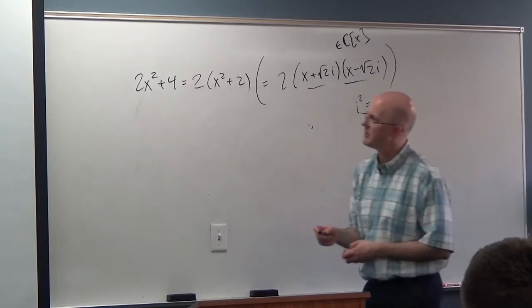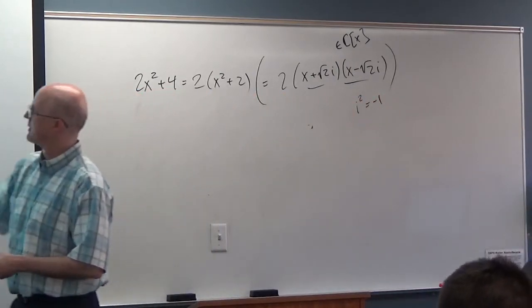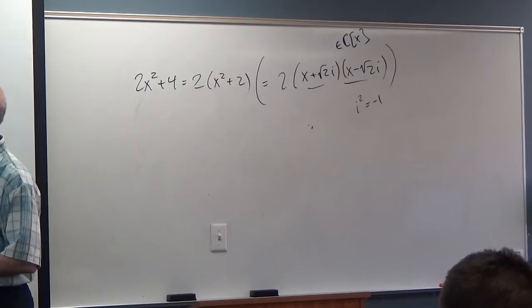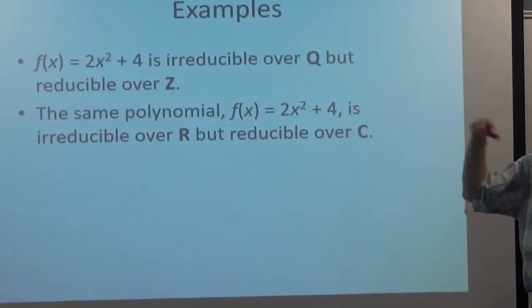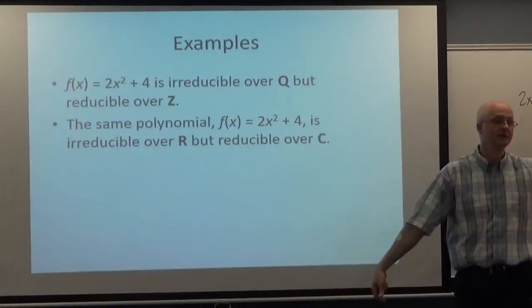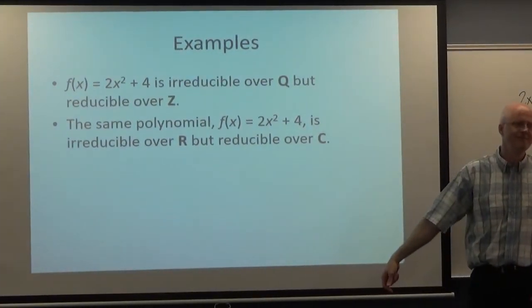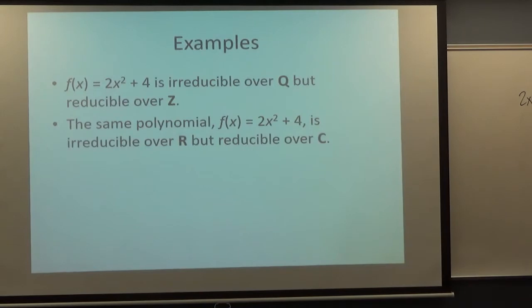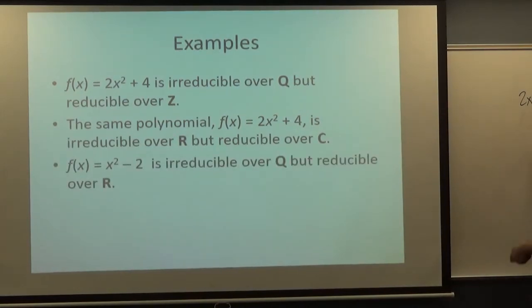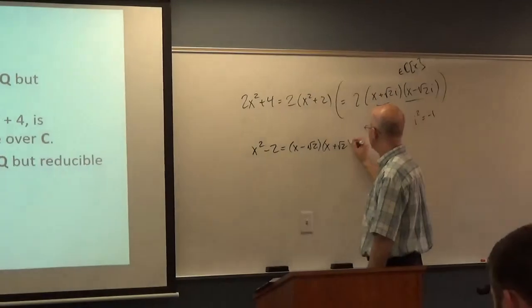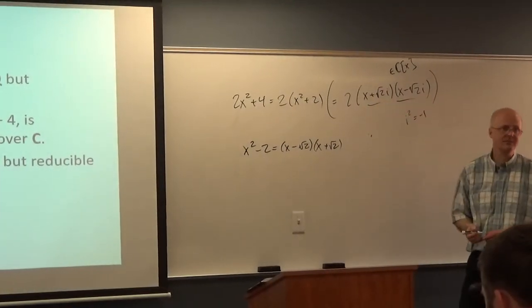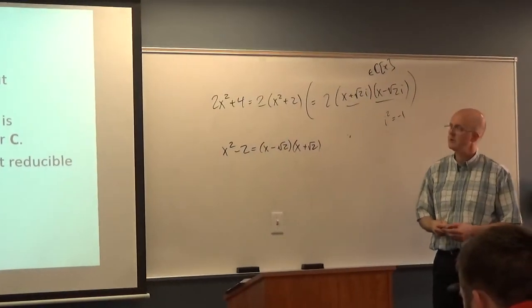So it's a little strange here. We go from reducible to irreducible to irreducible to reducible as the field keeps getting bigger, so to speak, but again, Z is not a field, as the ring keeps getting bigger. x squared minus 2 is irreducible over Q, but reducible over R. You can factor it over R like this. But square root of 2 is not rational, so it's irreducible over Q.